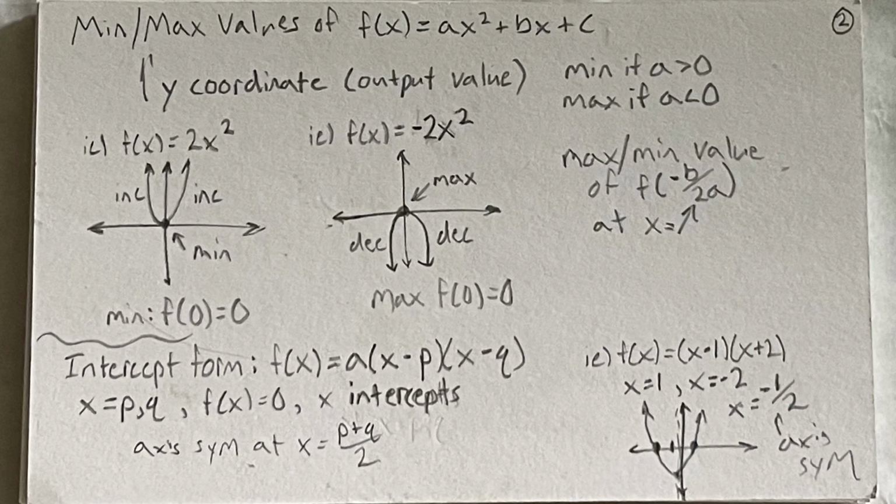For example, f(x) = (x - 1)(x + 2). It has x-intercepts at the value of x = 1 and x = -2. Halfway between these two points is the axis of symmetry. 1 plus -2 equals -1, divided by 2. x = -1/2. This is the axis of symmetry.